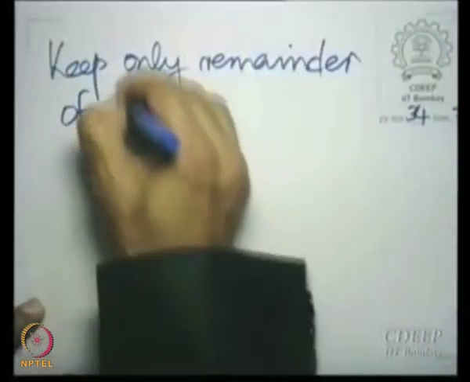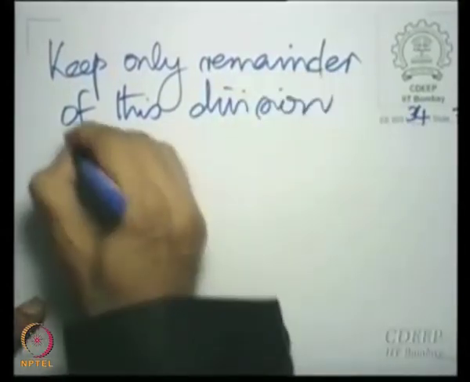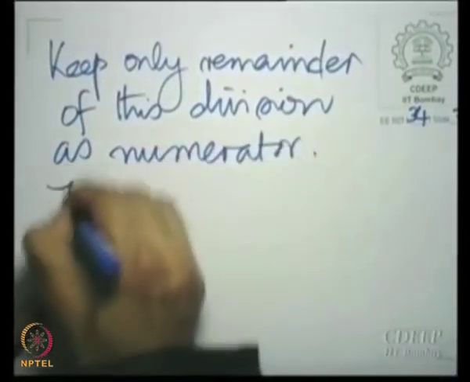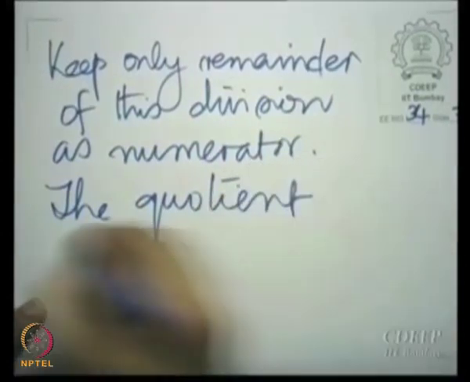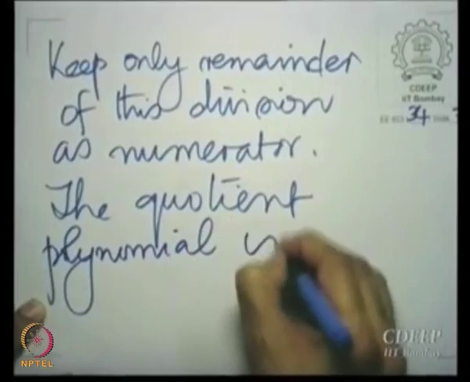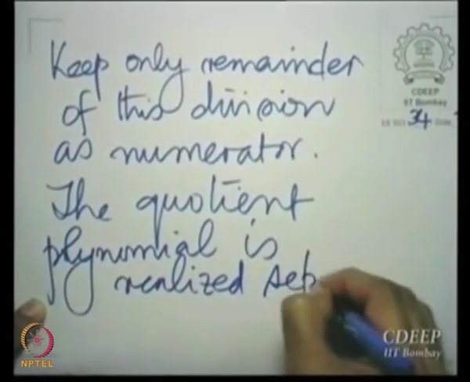Keep only the remainder of this division as the numerator. The quotient polynomial is realized separately in parallel.